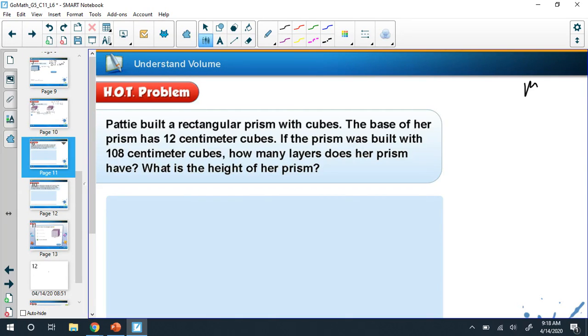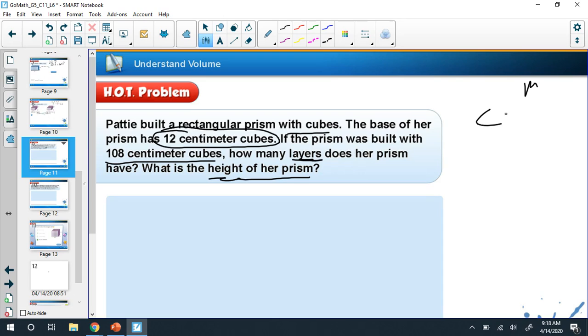Okay, we're going to take a look at a more difficult problem and add it to this lesson as well. Here we have a story problem about Patty, and it says Patty built a rectangular prism with cubes. The base of her prism is 12 cubic centimeters. It says if the prism was built with 108 centimeter cubes, how many layers does her prism have? What is the height of her prism?